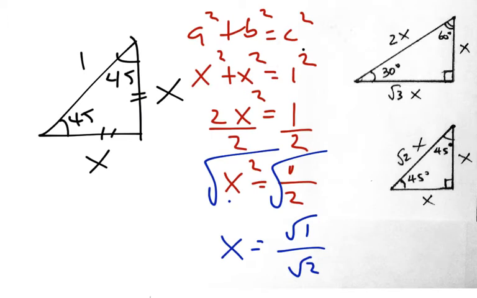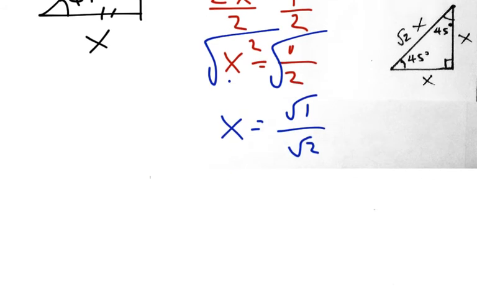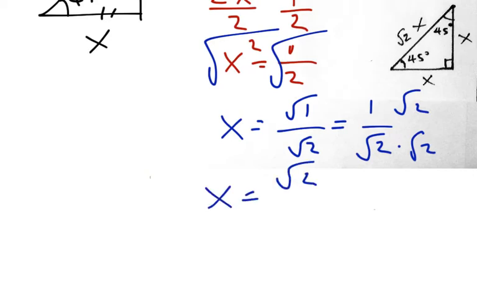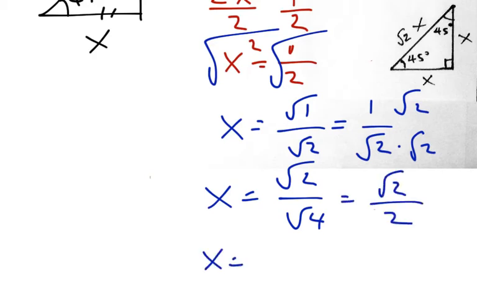I'm going to have to break the fraction. It's going to be square root of 1 over square root of 2. But now, a couple things. Square root of 1 is 1. Square root of 2 is square root of 2. Can I have a radical denominator? No, that means you need to rationalize. And that's going to give you square root of 2 over 2, I'm sorry, on the bottom, square root of 4, which is 2. So x is square root of 2 over 2.